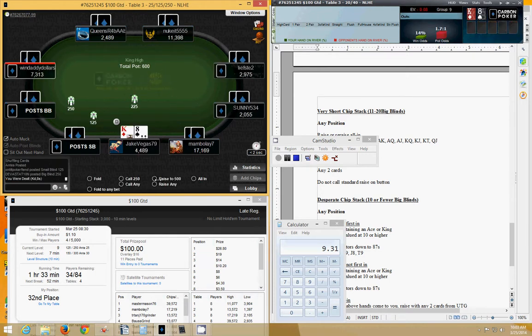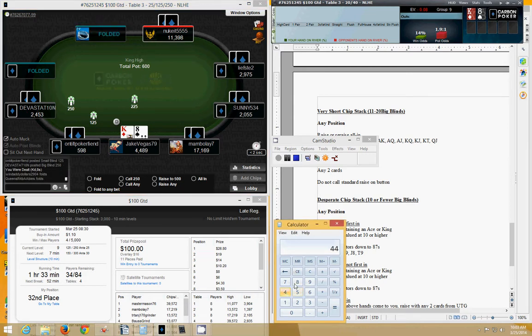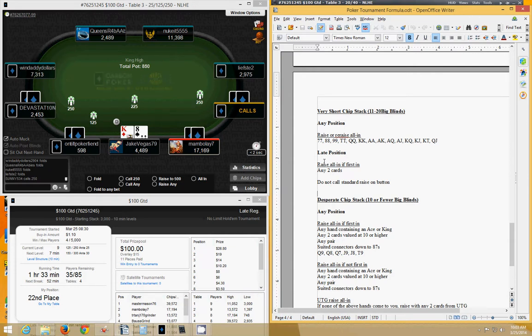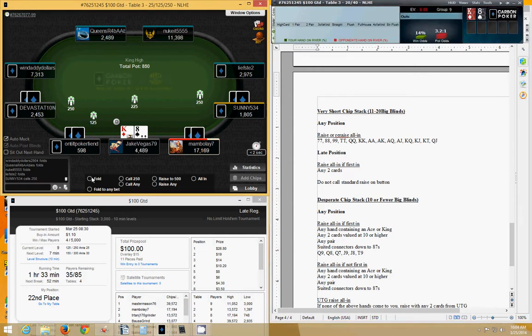Still hurting pretty bad here as far as chip wise. Let's see where we're sitting at. So 50. 17 big blinds, so we still have a very short chip stack. If nobody calls or raises here, we're going to go all in again with this king 8. Yep, well, we got a call, so we're not going to worry about it. We'll wait until next time.